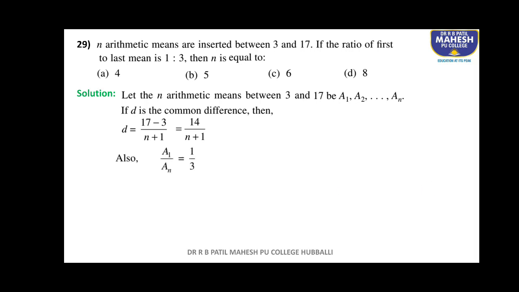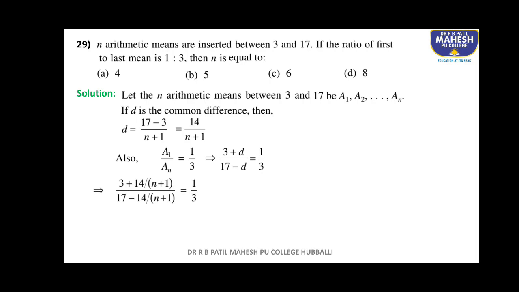Also, it is given that A1 divided by An is equal to 1 by 3. Already it is given that the ratio of first to the last mean is 1:3. Therefore, A1 can be written as 3 plus D, and An can be written as 17 minus D, because A1 is the next term after 3, so we add the common difference. An is the term which is before 17, and 17 is the last term. Therefore, if you subtract D from 17, we have the An value. Therefore, (3 plus D) divided by (17 minus D) is equal to 1 by 3.